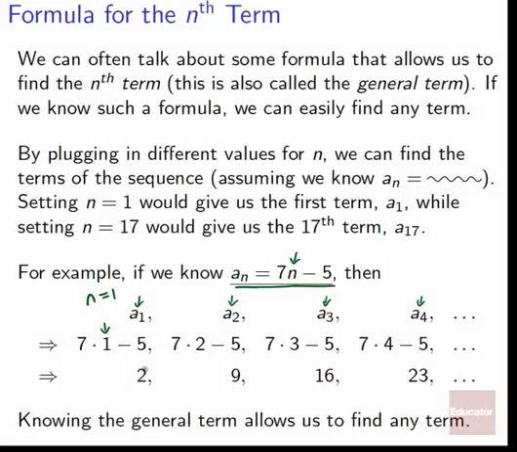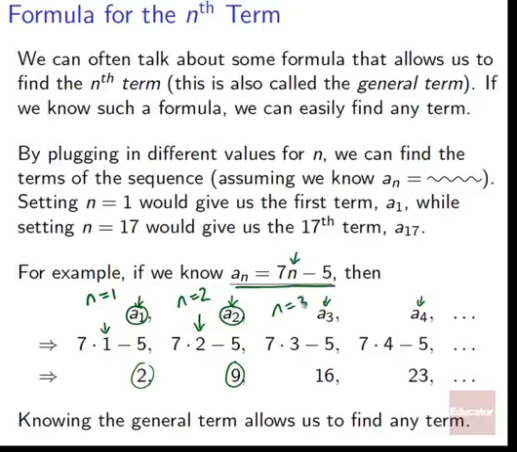7 minus 5 gets us 2, so we now know that A1 is equal to 2. Same thing for A2. We know that at A2 we've got n equal to 2, so we swap out 7n minus 5 to 7 times 2 minus 5. 7 times 2, 14. 14 minus 5, 9. So now we have that the second entry in our sequence, the second term in our sequence, is 9.